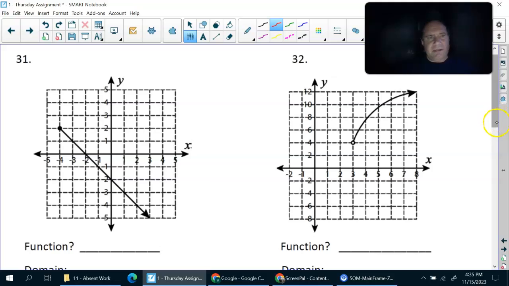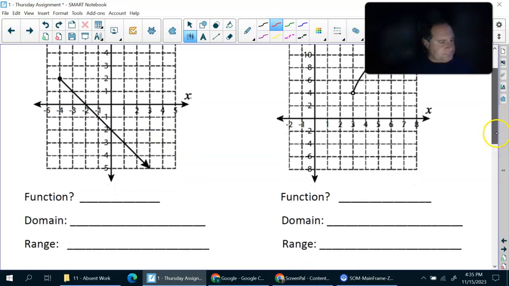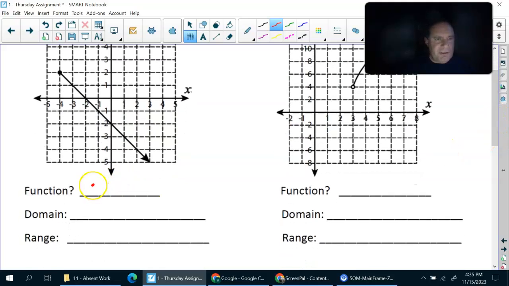For number 31, it is a function. The domain starts here. We're talking about the x-axis, so we have negative 4. And that is a closed circle, so it's a bracket. And it goes in this direction forever. So it is positive infinity.